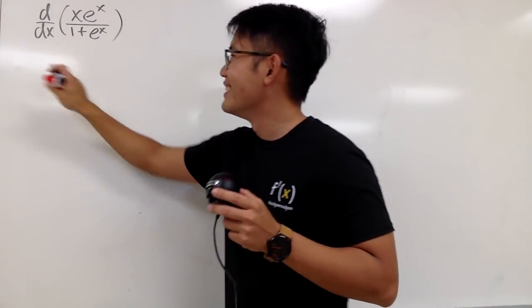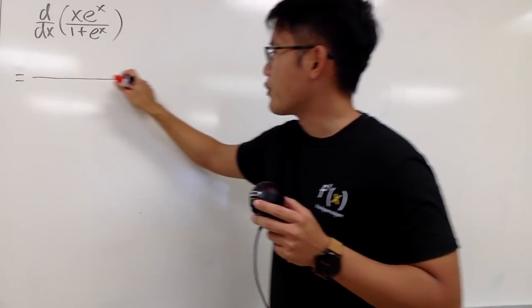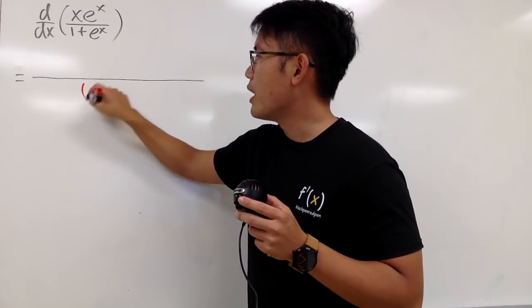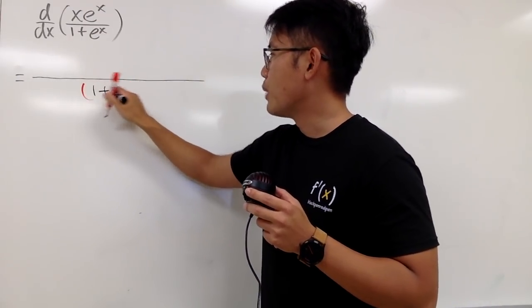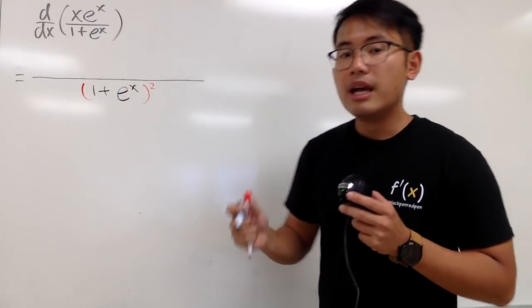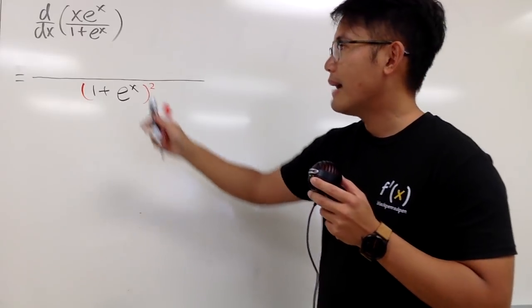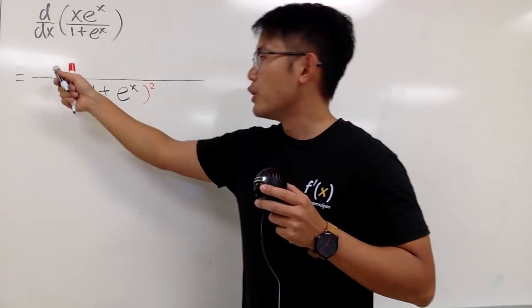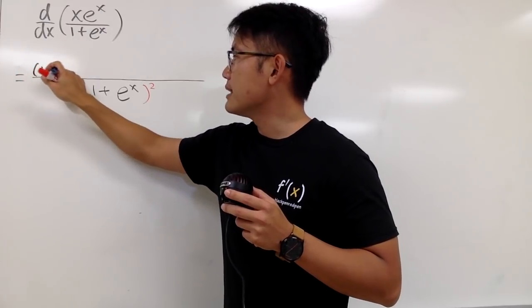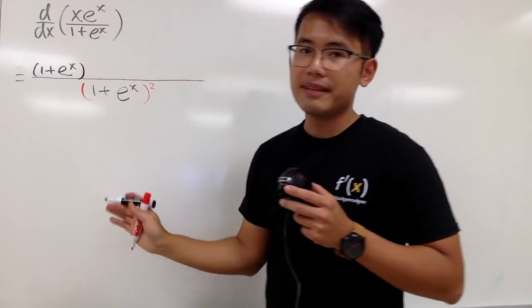Look at the big picture. So first, let's draw that big fraction bar. And before I do anything else, let's go ahead and square the denominator. So we have 1 plus e to the x to the second power like this. And then the quotient rule says we will have to maintain the bottom function right here. So be sure you put down parentheses with 1 plus e to the x inside.